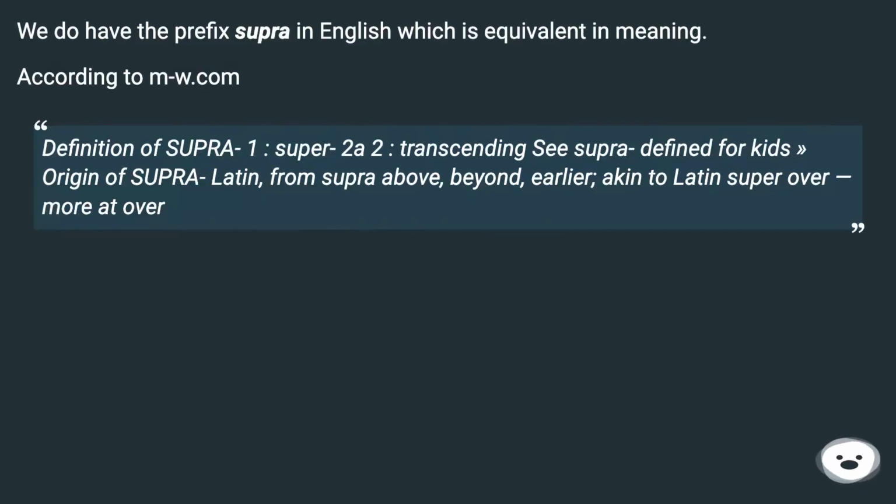We do have the prefix supra in English, which is equivalent in meaning. According to MW.com, definition of supra: 1, super; 2a, transcending. Supra defined for kids. Origin of supra: Latin, from supra above, beyond, earlier, akin to Latin super, over, more at over.